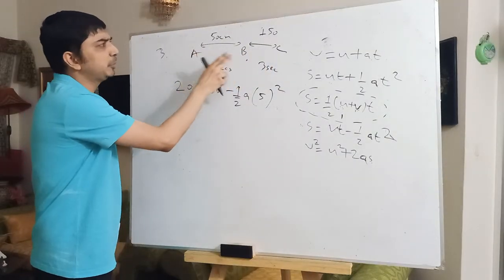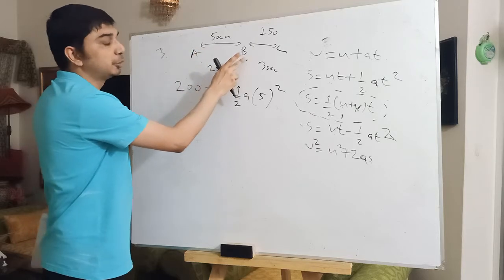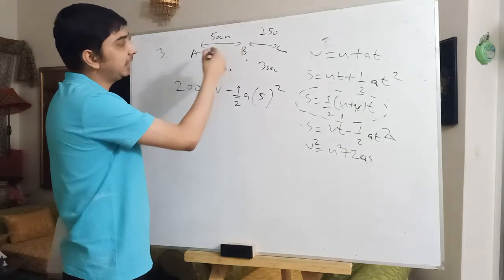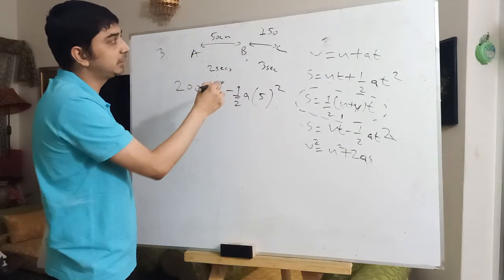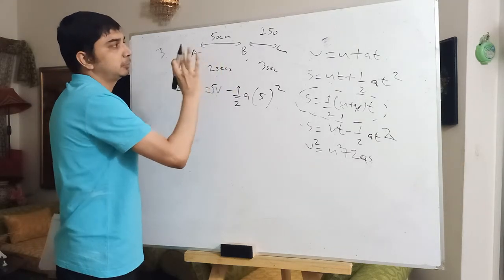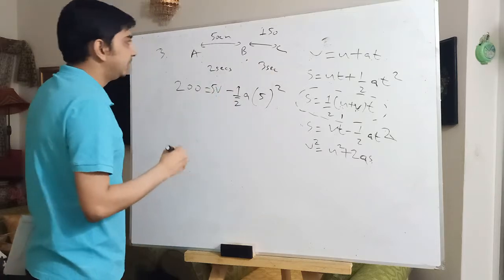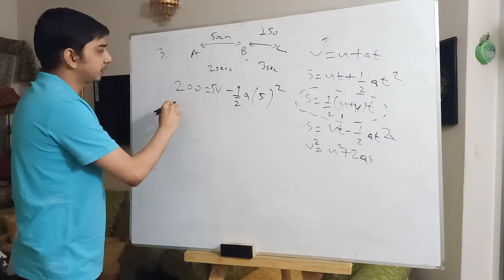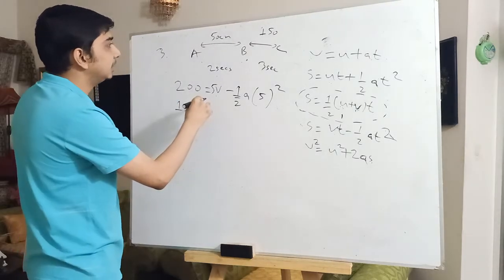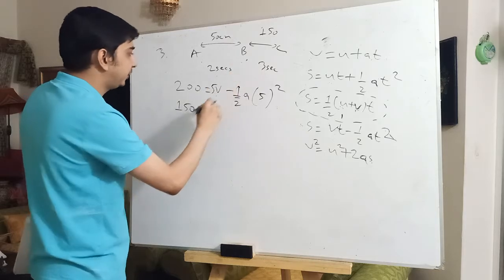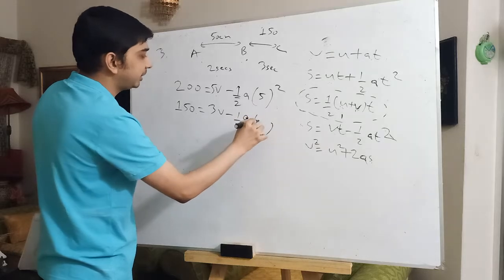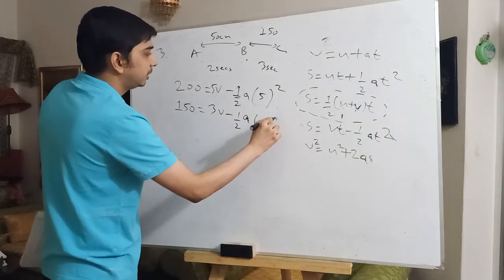Now I could take the motion from A to B, but in that case the final velocity is the velocity at B, and that V is not going to be the same. So let's say I consider the motion from B to C. In that case, my S is going to be 150, and the time will be 3 seconds, so it will be 3V minus half A t squared, where t squared is 3 squared.